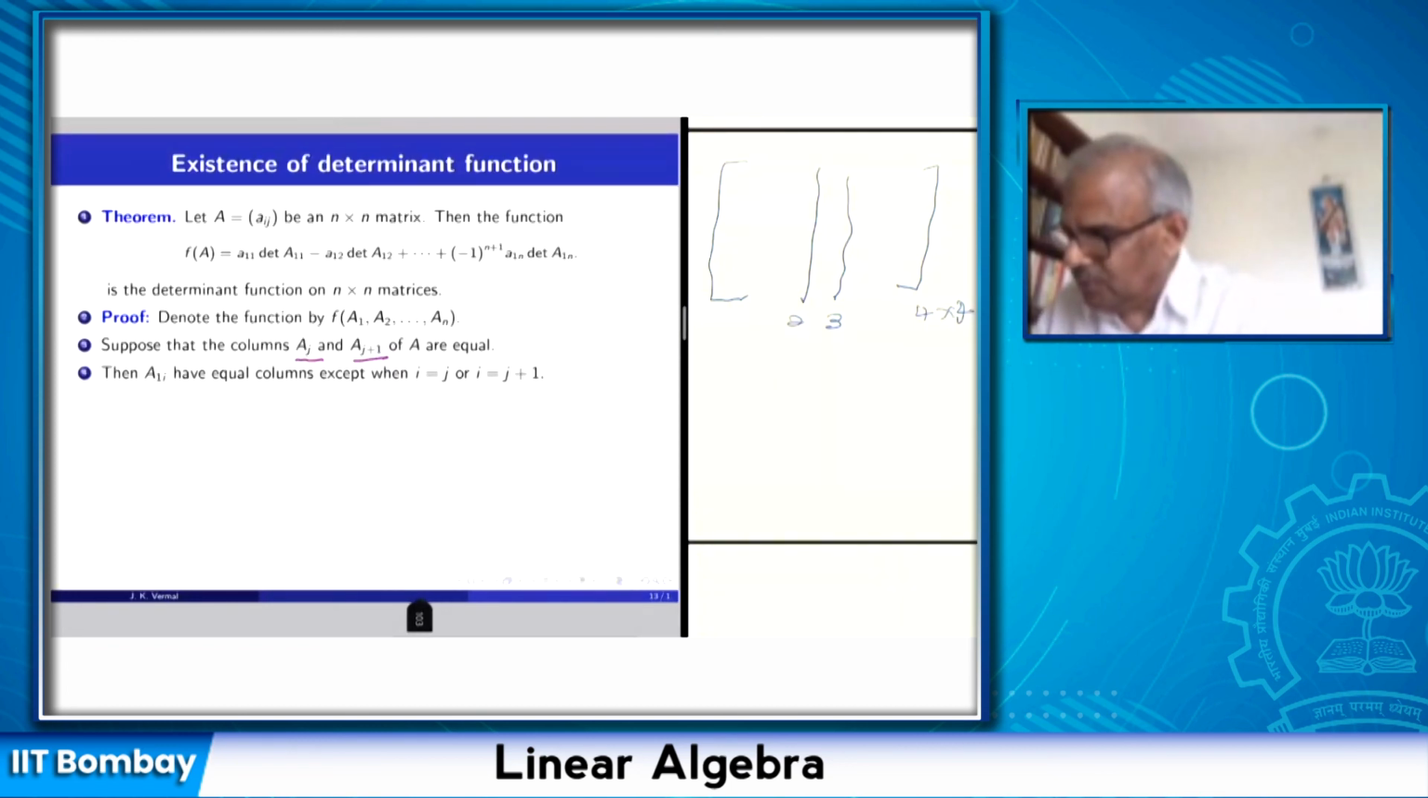f of A will have 4 terms, right? A11, A12, A13, A14, and the second and third columns are equal. I want to show that if I apply this formula, I get 0.